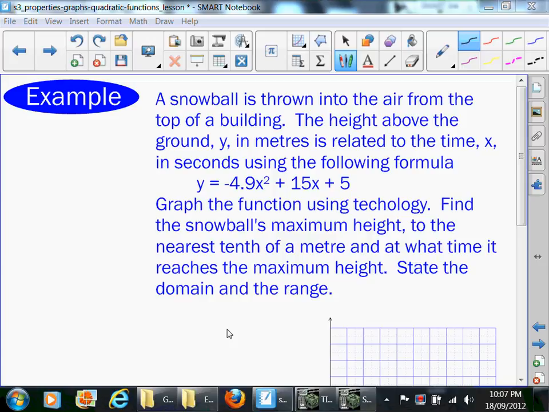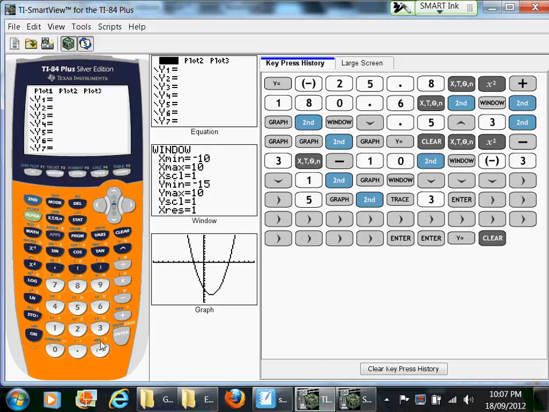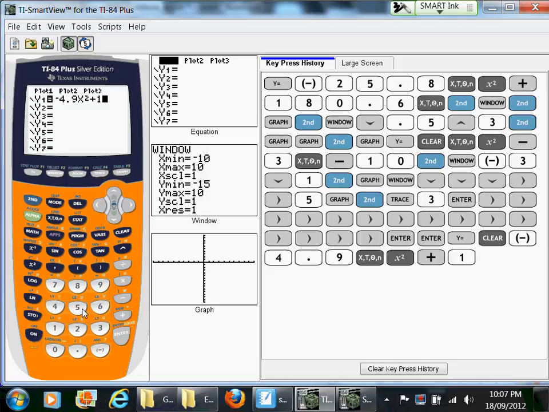So, here's what we need to do. We need to take this and type it into the graphing calculator. So we need to go to y equals, we need to nuke what we have here. We need to type in negative 4.9x squared plus 15x plus 5.